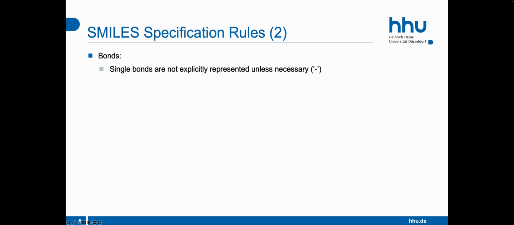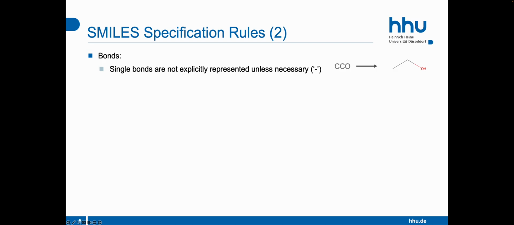We're now looking at how we can represent bonds in SMILES strings. Single bonds are not explicitly represented unless necessary. If necessary, they are represented by a single dash. For example, in ethanol, we have a single bond between the two carbon atoms, and we have a single bond between the carbon and the oxygen atom.